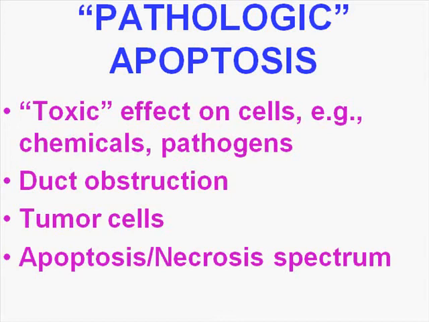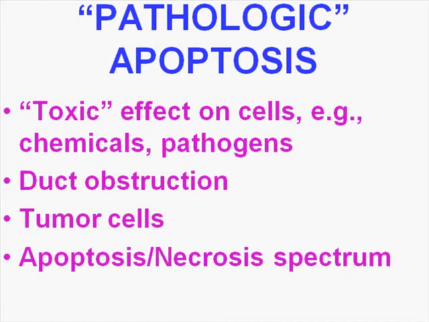There is also a type of apoptosis called pathologic apoptosis. And in pathologic apoptosis, it's not a pure normal replacement. Sometimes it's associated with pathologic processes such as obstruction of a duct, tumor cells, and toxic effects of chemicals and pathogens. This shows you that there is a spectrum between pure replacement of cells called apoptosis and death of cells due to pathogens and other things. So remember, apoptosis necrosis is a spectrum.